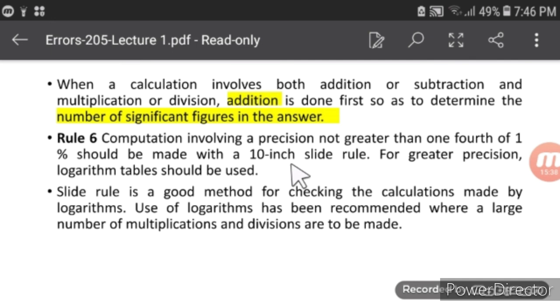Okay, this rule is basically used for... let's read further. Slide rule is a good method for checking calculations made by logarithms. Use of logarithms has been recommended where a large number of multiplications and divisions are to be made, and this is used for greater precision, and logarithm tables should be used. Hope you understand all about the significant figures.